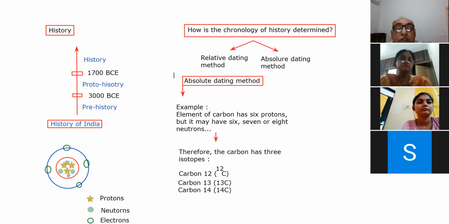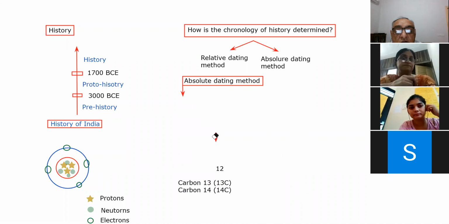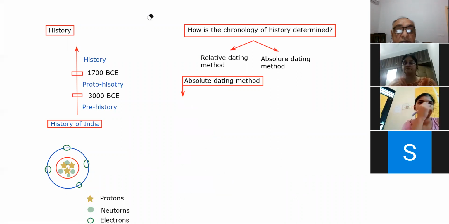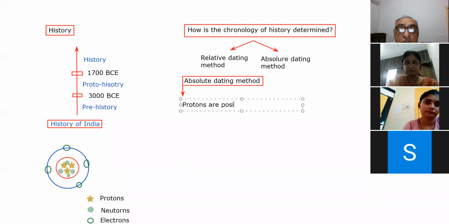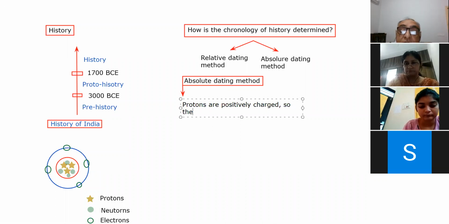So the next important point here, up to this point, I hope it is clear. Okay. So now the next thing is that we know protons are positively charged. Because they have the same charge, they repulse each other. Here it is important: they repulse each other.